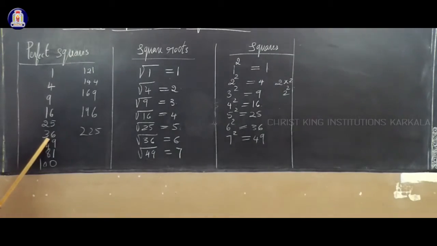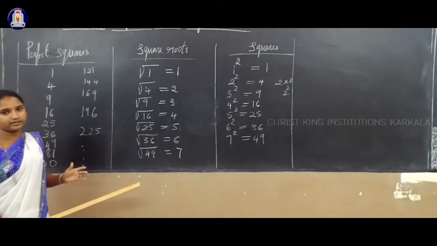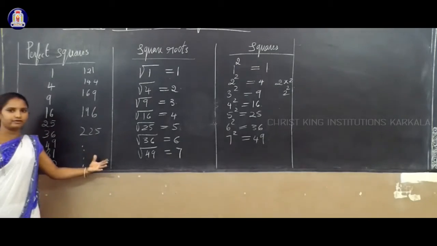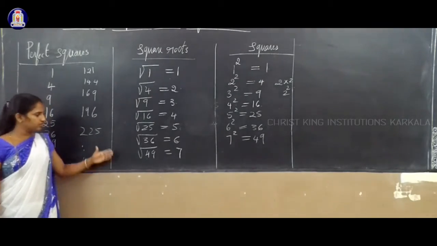36 is the perfect. And 49 is perfect number. 81, 100, 121, 144, 169, 196, 225. So these are perfect squares. Not only this, still it continues. Clear? You have to write up to 25. 25 means 25 square. 25 into 25. If you multiply 25 into 25, you get 625. So still there you have to write.